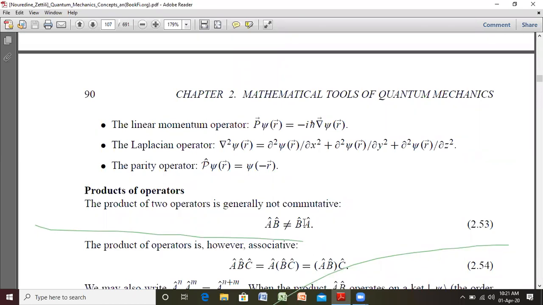But in some cases the order doesn't matter. We will discuss in next lectures that in some cases, if you operate B first and then A, and change the order, the results will be the same. Those operators we will call commuting with each other. And in general, AB is not equal to BA. It means the operators are not commutative in general.